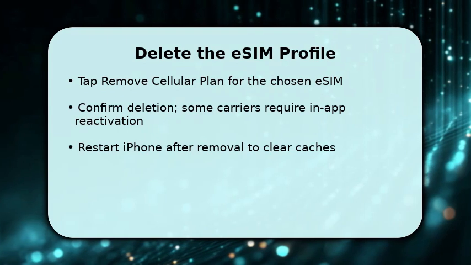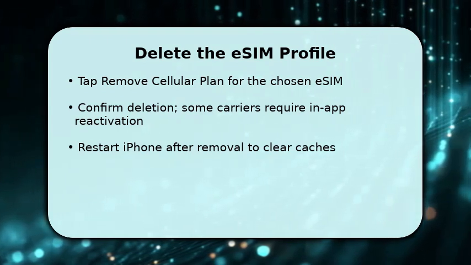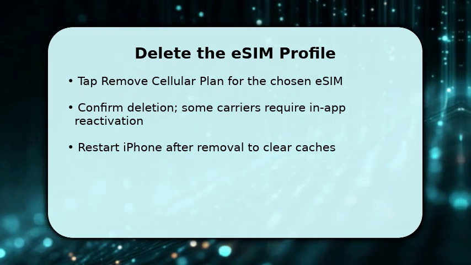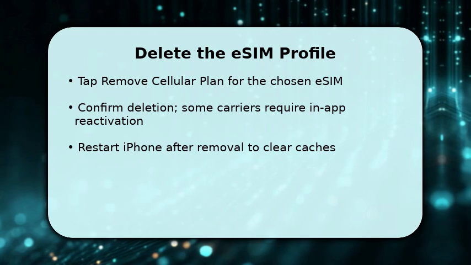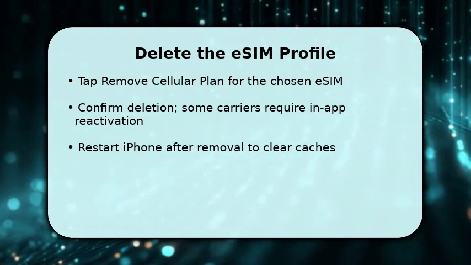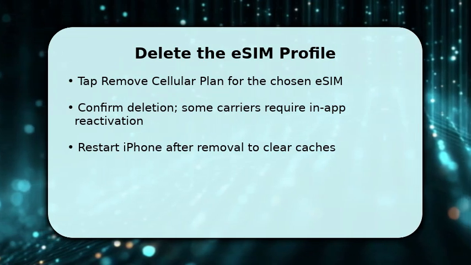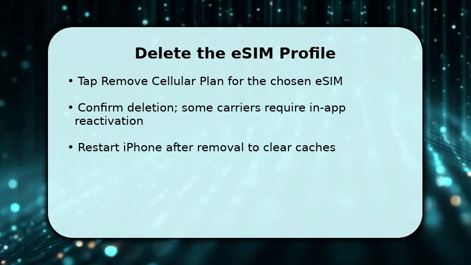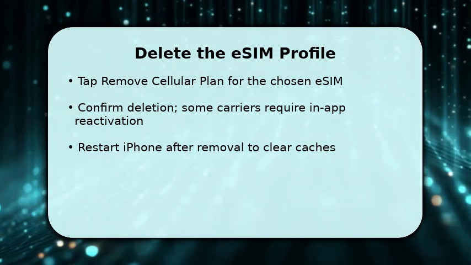You're now in the eSIM detail view. Tap Remove Cellular Plan and read the on-screen confirmation carefully. Once you confirm, the iPhone deletes the eSIM profile locally. This severs the phone's profile, but doesn't always cancel your carrier account. Make sure to contact your carrier if you need them to fully deactivate billing or free the number.